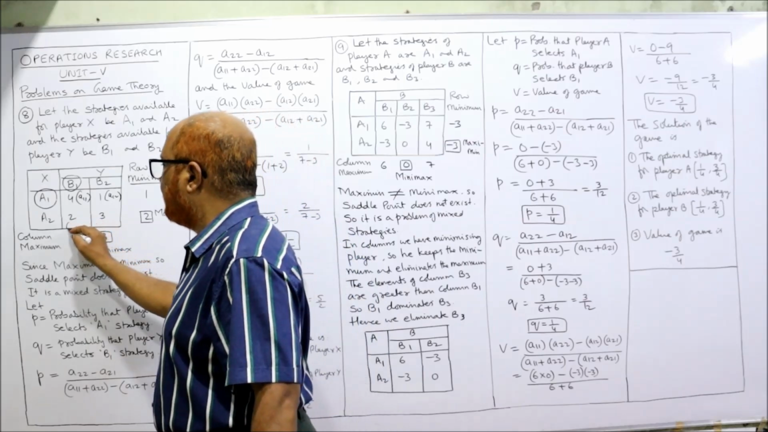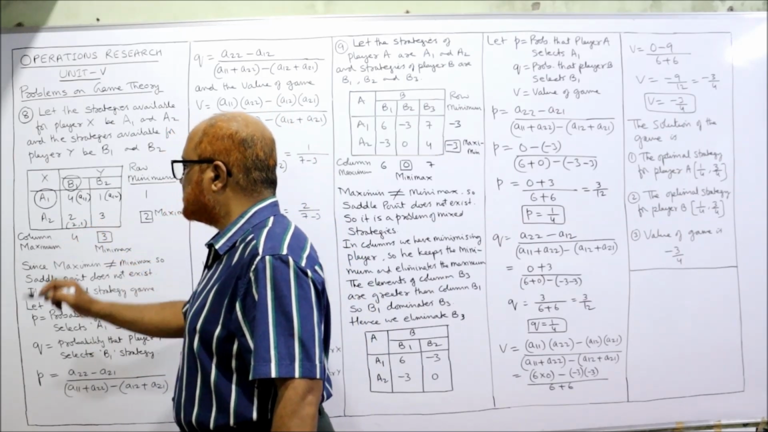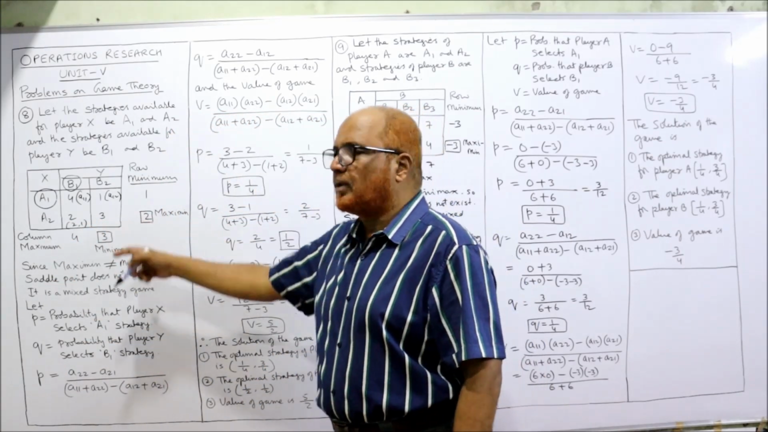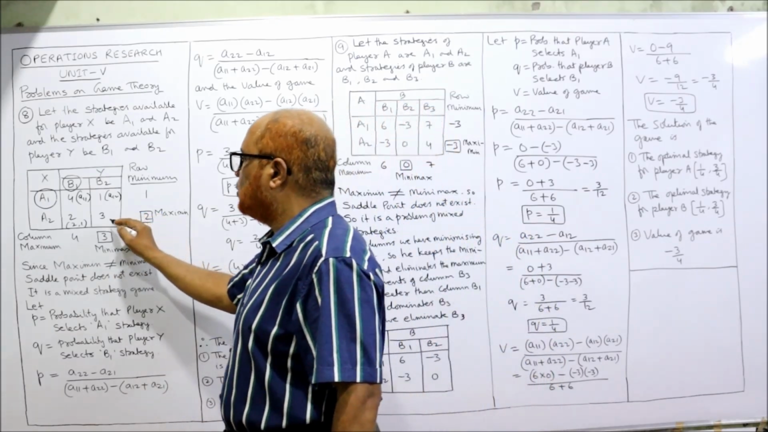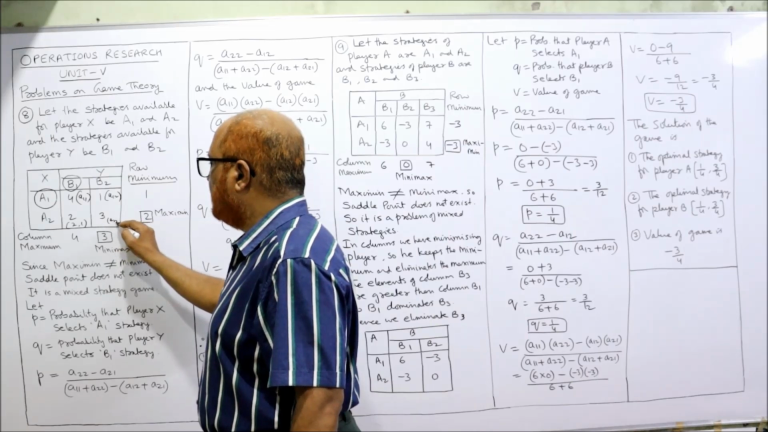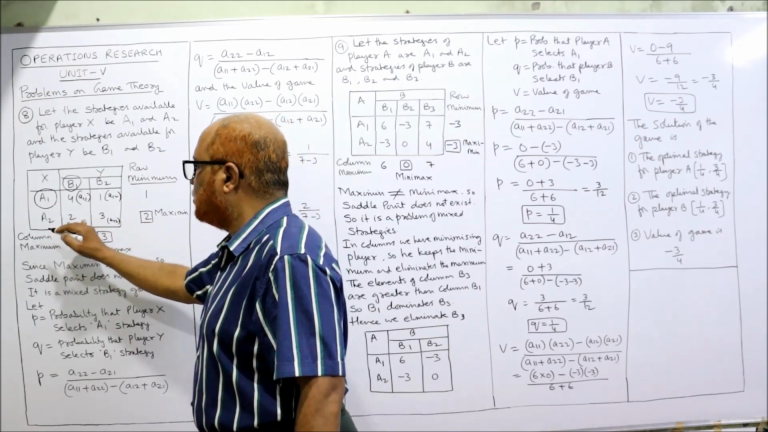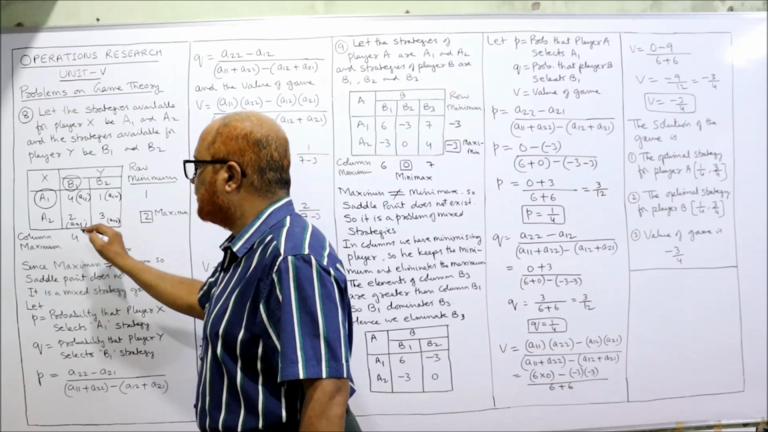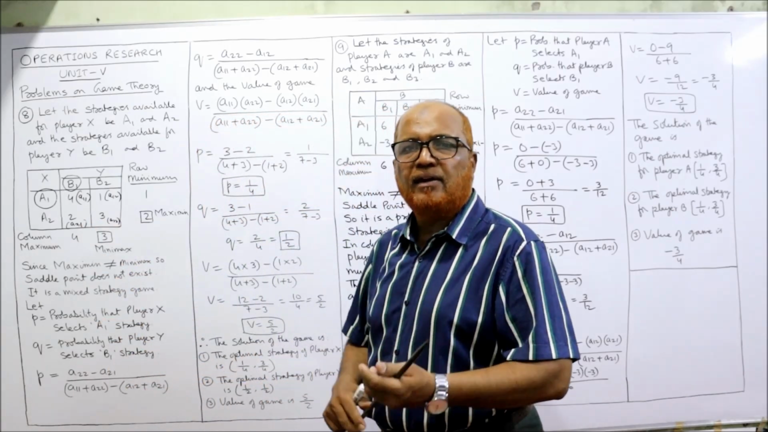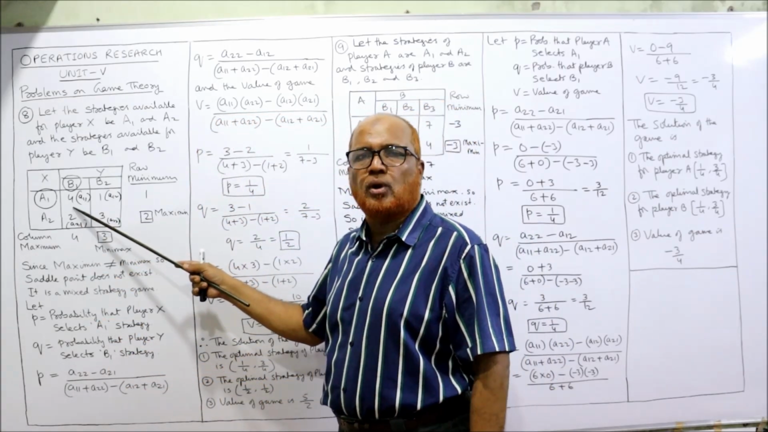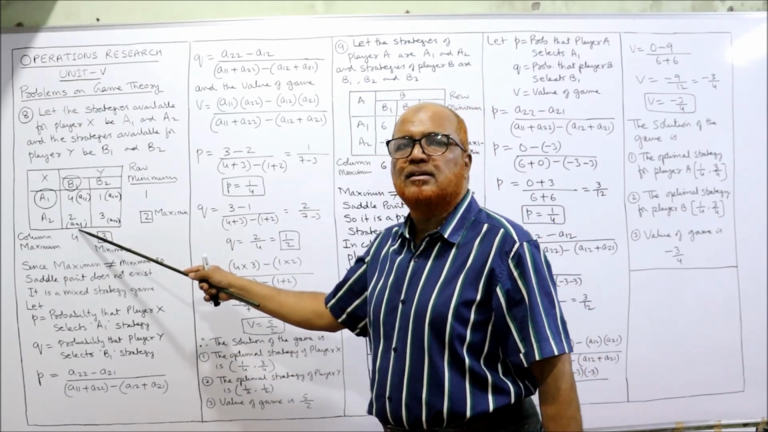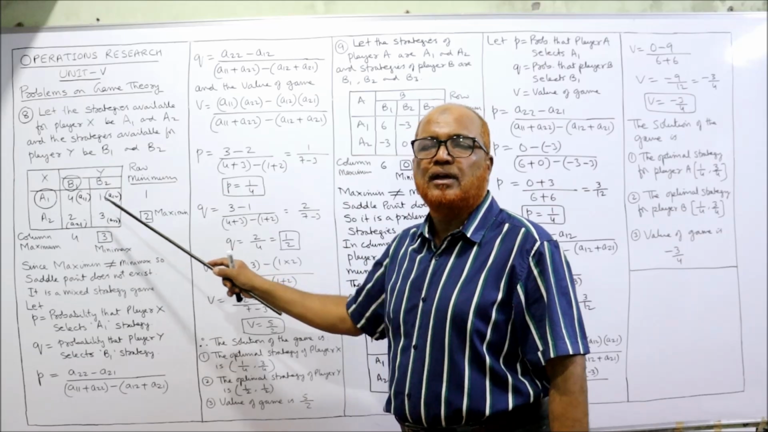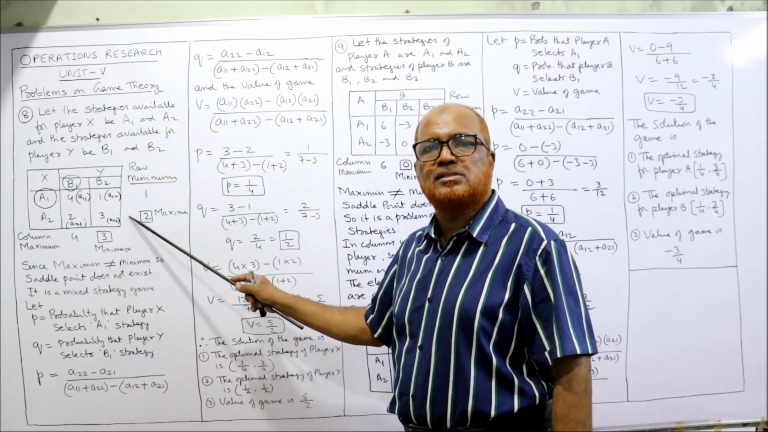And this 2 is second row, first column, so A21. Last one, 3, is second row, second column, so A22. The meaning: A11 means first row, first column. A12, first row, second column. A21, second row, first column. A22, second row, second column.